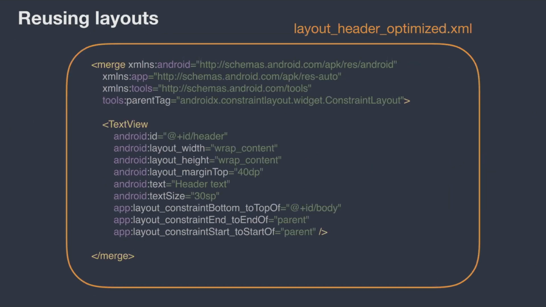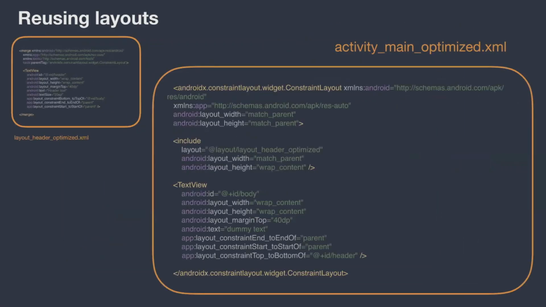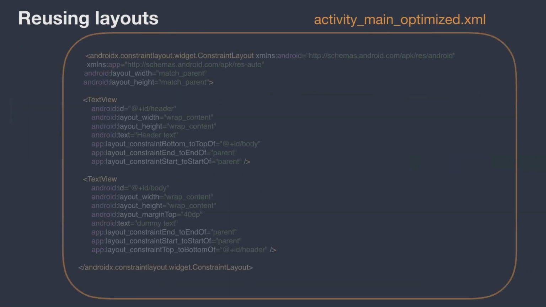Now this is another layout, the same layout header. What I did was, instead of the parent constraint layout, I replaced that with a merge tag. So now we have this layout header optimized, where we have the merge tag as the parent. Now let's see how we include it in our activity. We can include it in the same way we did for the previous layout header. Nothing changed here, so I guess we are good so far. Now let's take a look at how the compiler interprets it, and that's where all the magic happens.